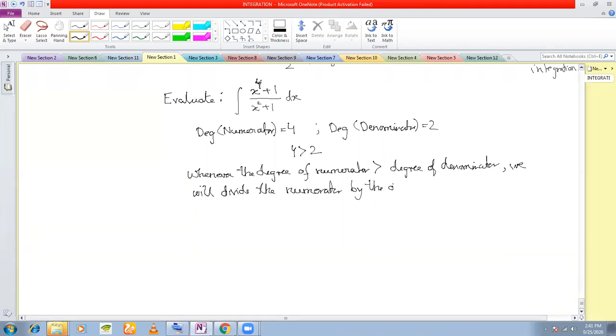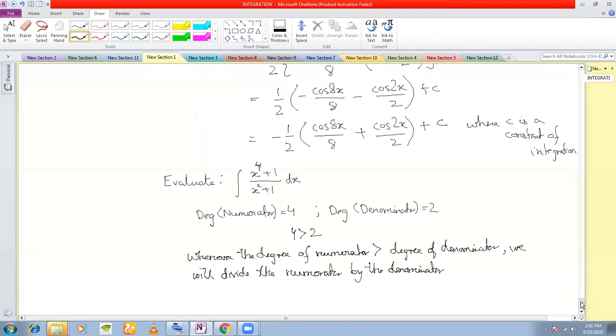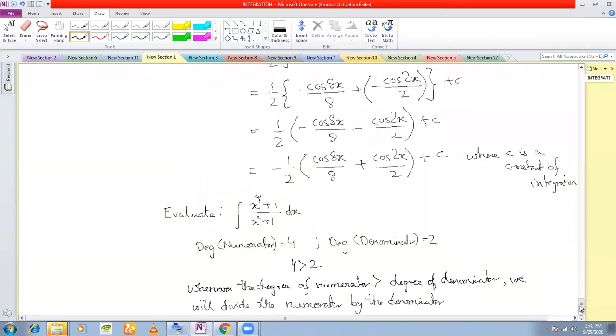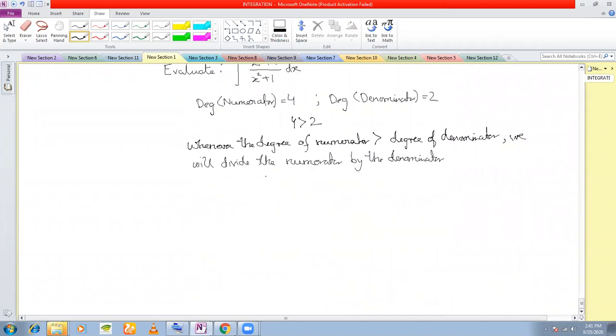In Class 8, you have done division of algebraic expressions. I'm sure you must have done the division method. If you haven't, then you can check your brother's Class 8 textbook. So just to refresh your memory.